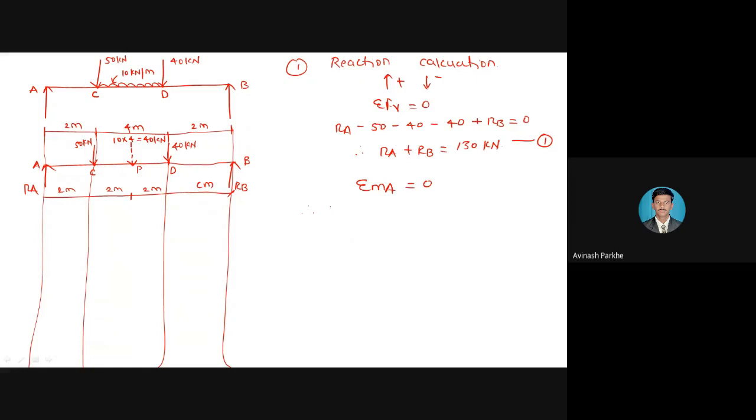Therefore, summation of MA: one load is applied at point C. This 50 kilonewton is rotating in the clockwise direction. Therefore, 50 into 2, plus 40 into 4, the point load, plus another point load 40 into 6. RB is rotating in the anti-clockwise direction. Therefore, in bracket, minus RB into total distance 8, is equal to 0. Therefore, RB is equal to, tell me the value.